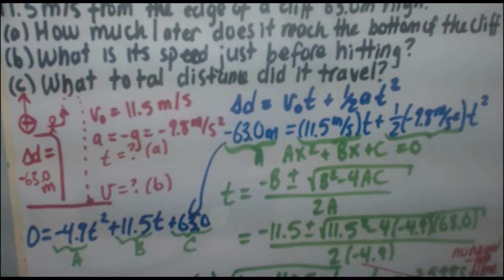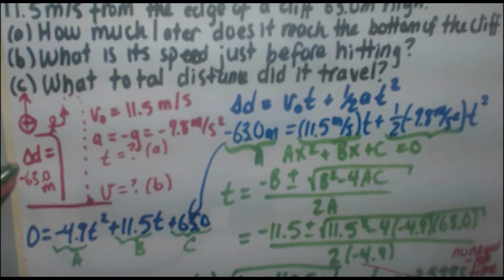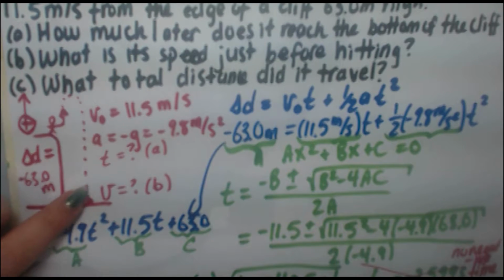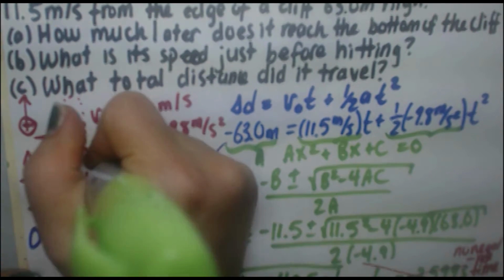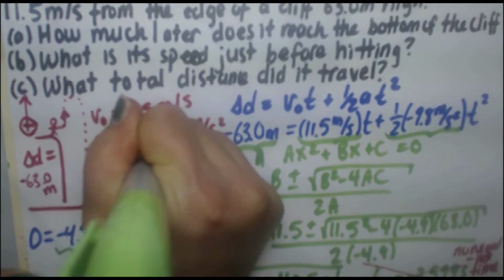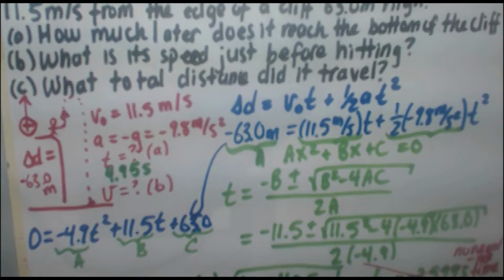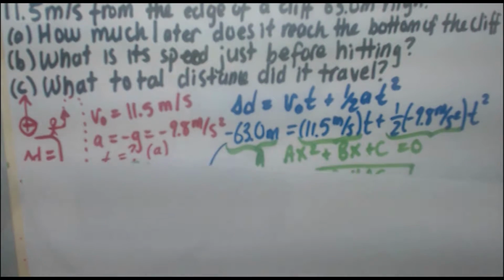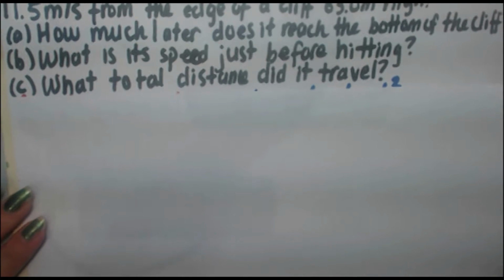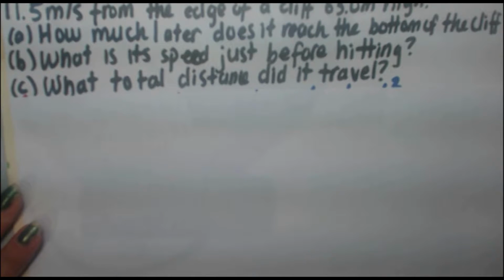Part B asks, what is its speed just before hitting? Okay, so based on the picture, we found how long it's in the air. Why don't I go ahead and write that in? 4.95 seconds. Now we've got to find the speed at which it hits. The reason they ask you the questions in this order, A, B, C, is because to do B, you actually need the answer from A.